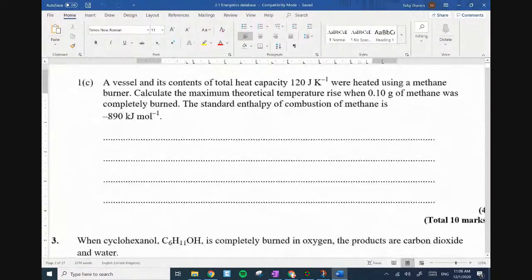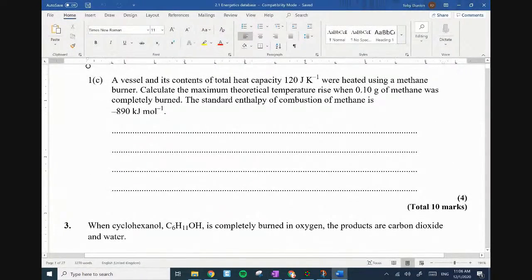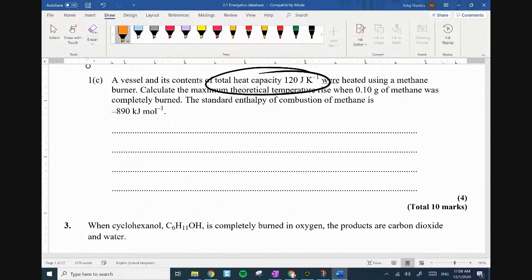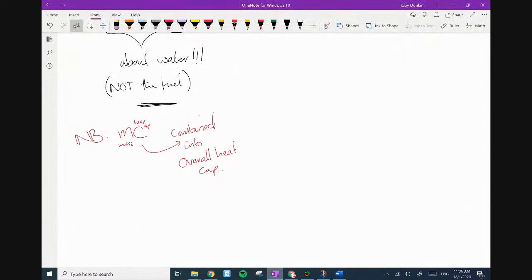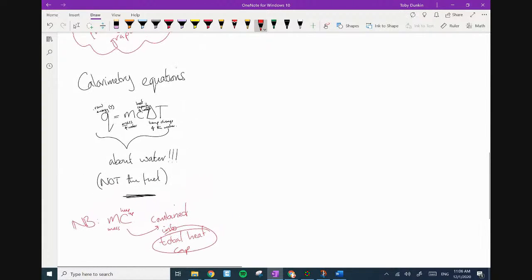Look, in this particular exam question, a vessel and its contents of total heat capacity. That there is M and C put together. It's a bit of a nightmare, this, so it's something just to bear in mind. The overall heat capacity, or sometimes referred to as total. I'll write down what the exam paper actually said there: total heat capacity. So just watch out for that one.